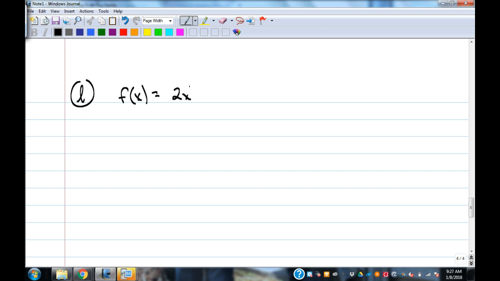Same function, 2x squared minus 3x, but then the funnest one of all, f of x plus 2.